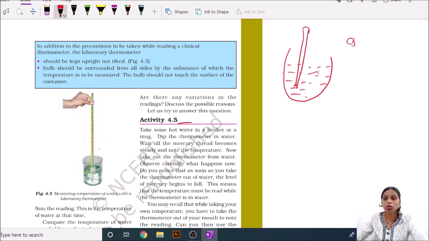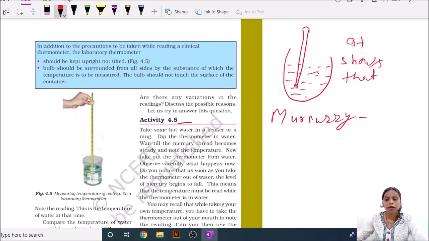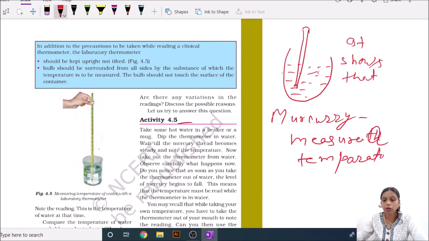What does it show? It shows that mercury measures a temperature.